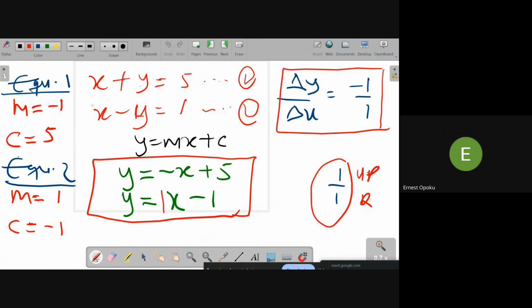So we were given the equations x plus y is equal to 5, x minus y is equal to 1.